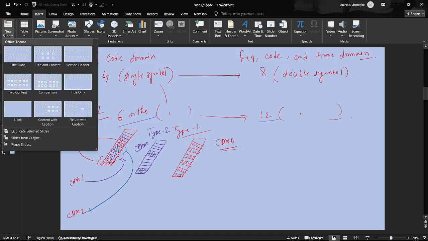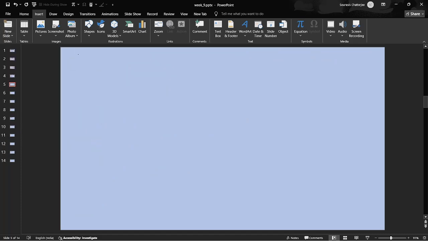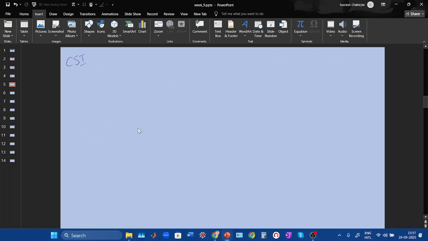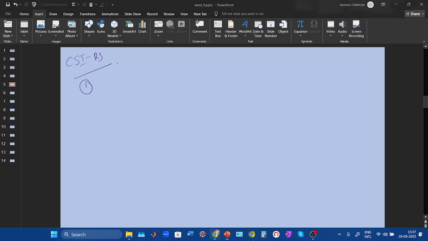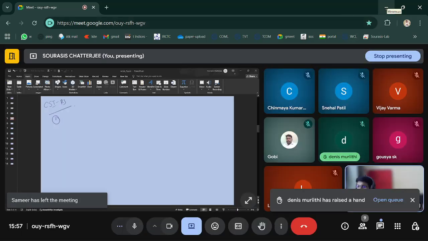So next, let's talk about CSI-RS a bit before moving into assignment questions. So when it comes to CSI-RS, we have already seen that, just a moment.